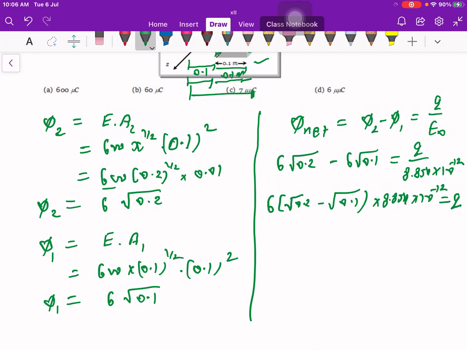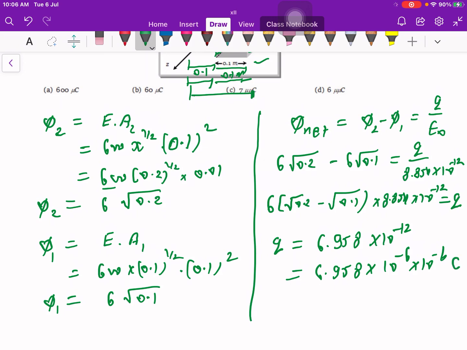Now this calculation I am leaving for you. You have to do it whenever it is in the examination, so remember and do it. And if you calculate this, you are going to have 6.958 into 10 to the power minus 12. Here this can be written like this: 6.958 into 10 to the power minus 6 into 10 to the power minus 6 coulomb. Why am I writing this? Just to check the answer, or just to match the answer.